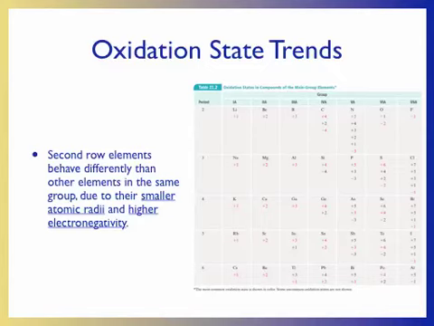In group 7A, fluorine only has one oxidation state, -1, due to its high electronegativity. However, the rest of the halogens can have positive oxidation states as well as negative. We will see how these oxidation state trends play out in the chemical and physical properties of elements within their groups. But for now, we will focus on the metals.